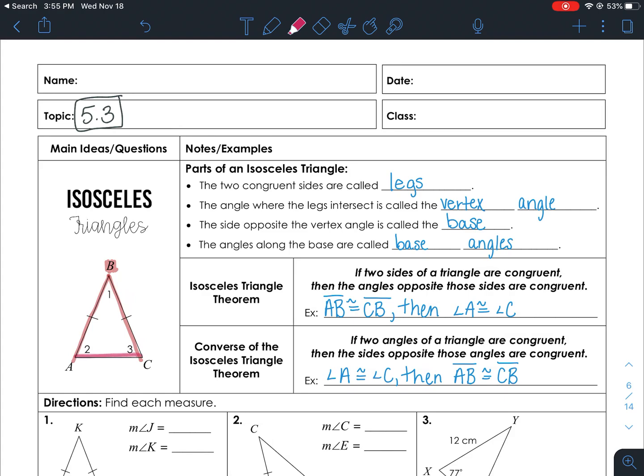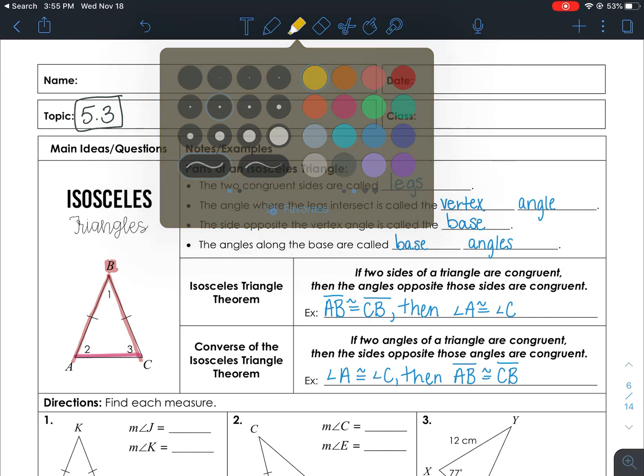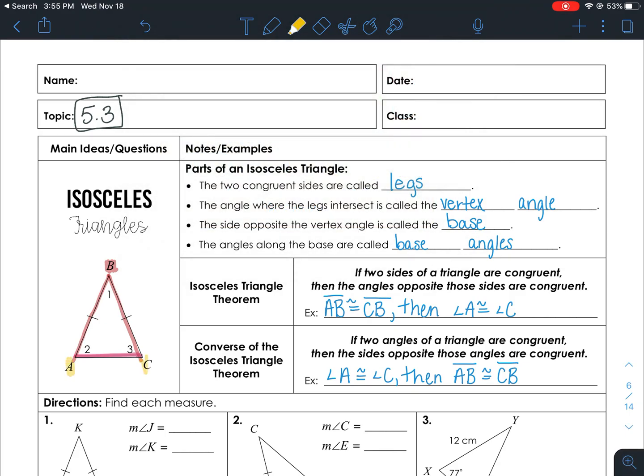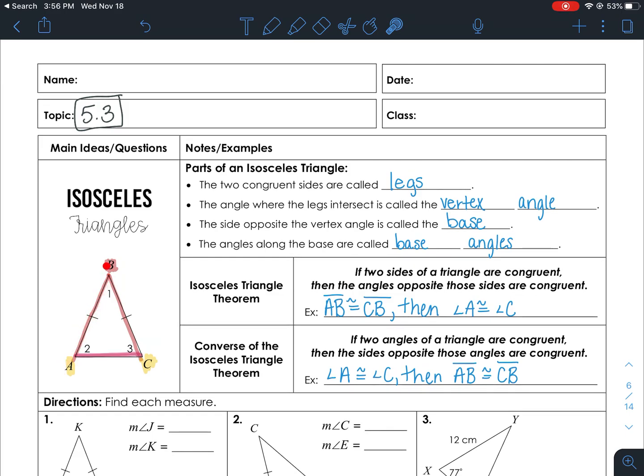The angles along those bases are called our base angles. So that means angle A and angle C are our base angles. Now we have a couple theorems associated with our isosceles triangle. We have the isosceles triangle theorem, which states that if my two sides, my two legs are equal, then my two base angles are equal. So again, if AB is equal to BC, then A is equal to C.